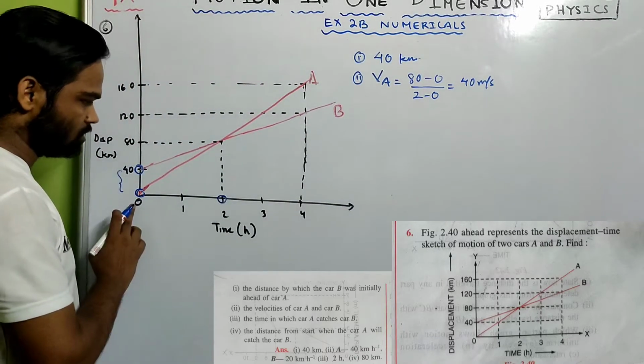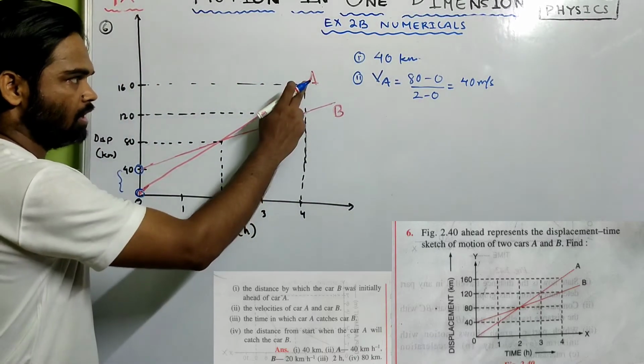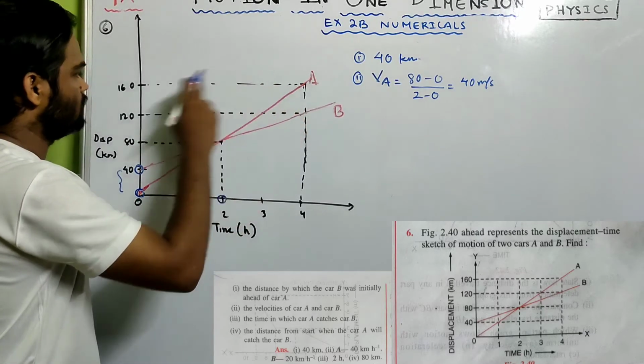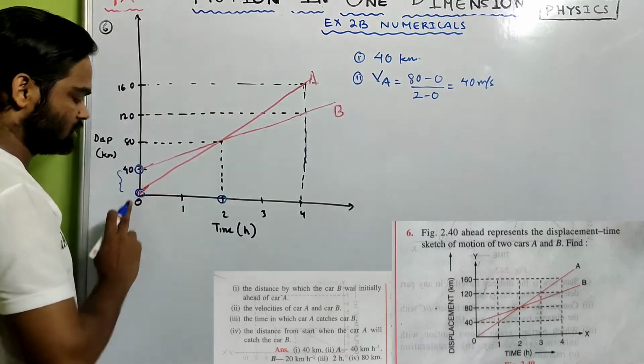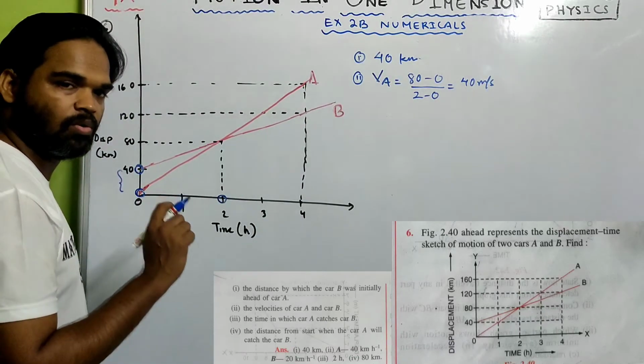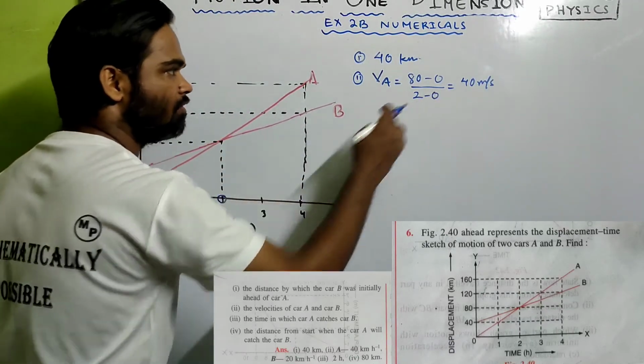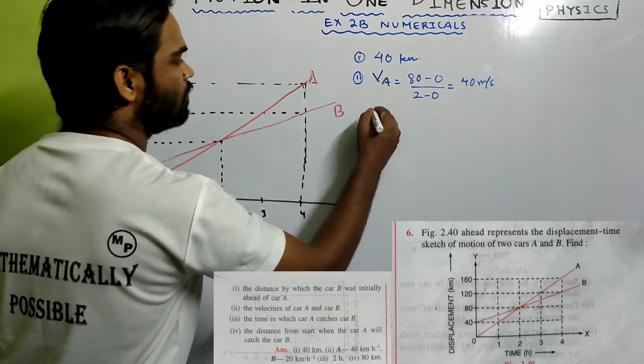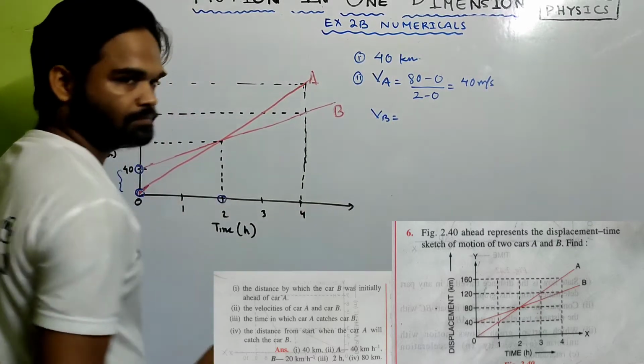Or somebody can have taken 0 to 4. So at 4 hour, it was 160 kilometer. So 160 minus 0, that's 160. 4 minus 0 is 4. So 160 by 4, again will be 40 kilometer per hour.